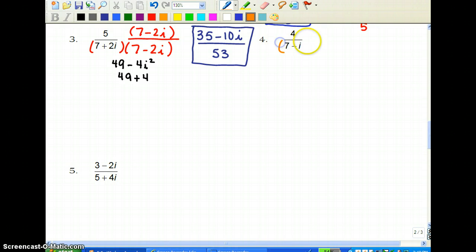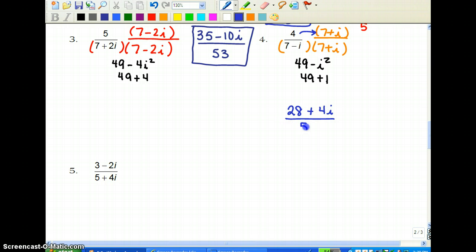Number 4, multiply by 7 plus i. We get 49 minus i squared. That's 49 plus 1 on the bottom. On the top, you want to distribute. So you get 28 plus 4i all over 50. Those are all divisible by 2, so we would reduce that to 14 plus 2i all over 25.